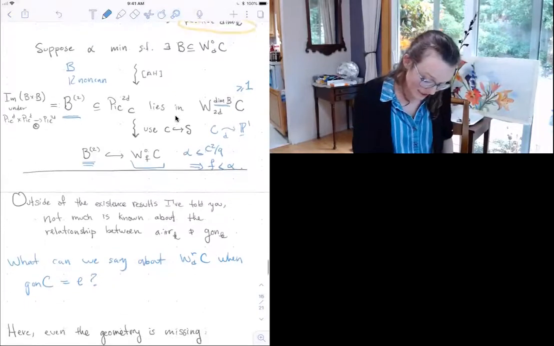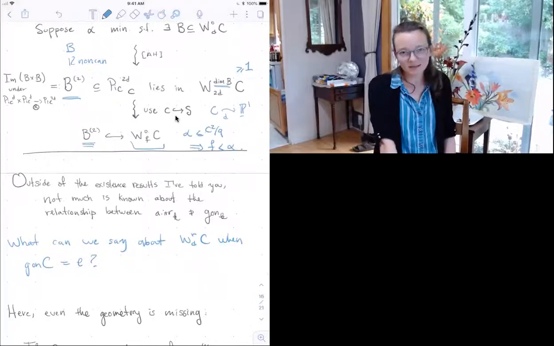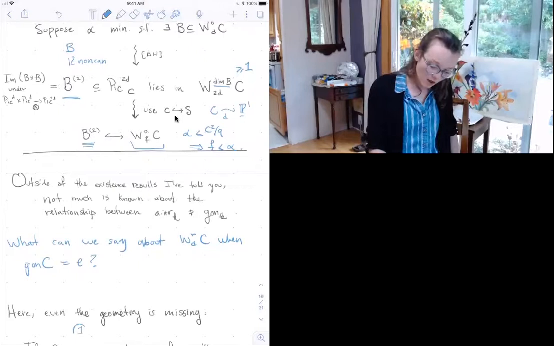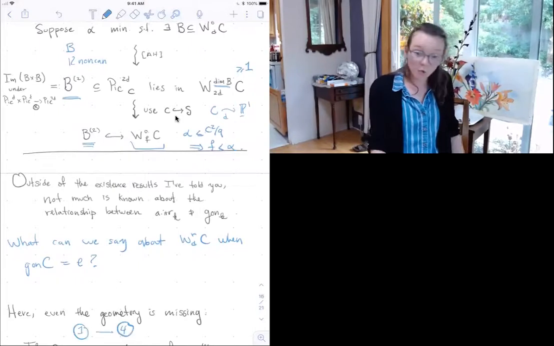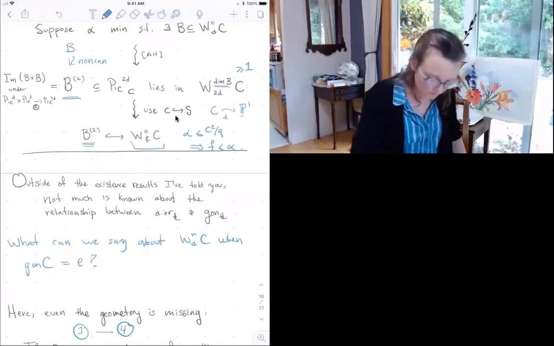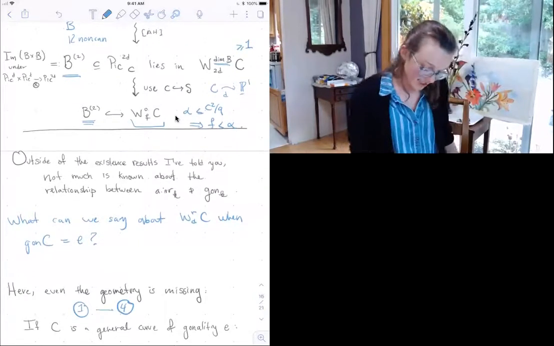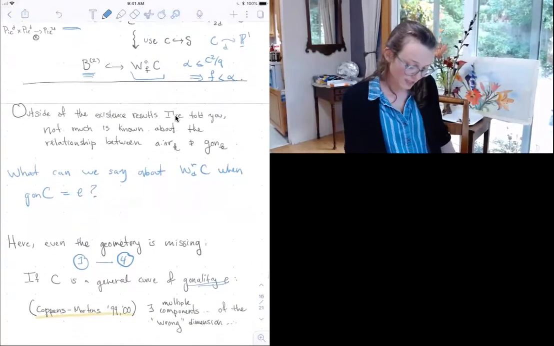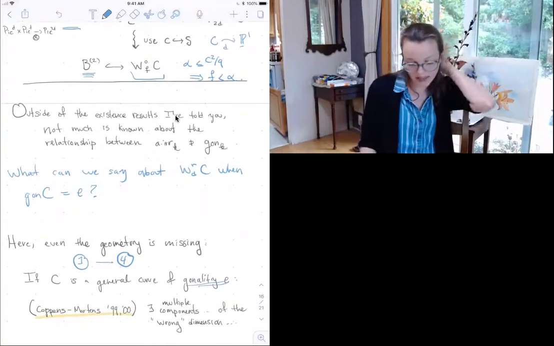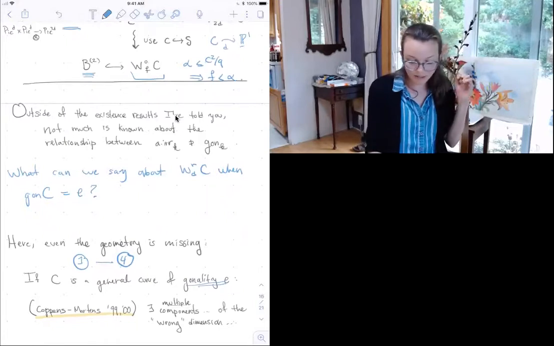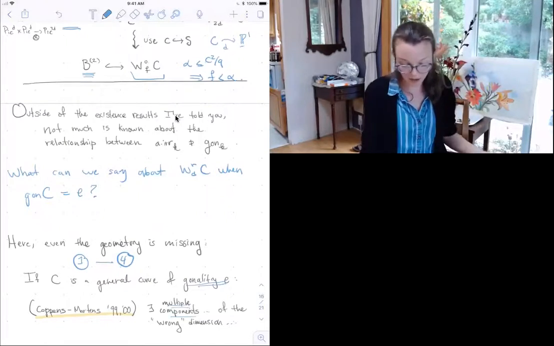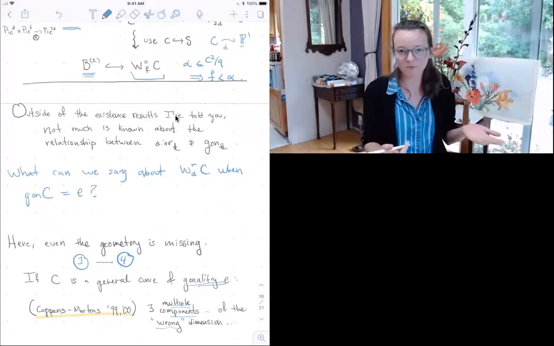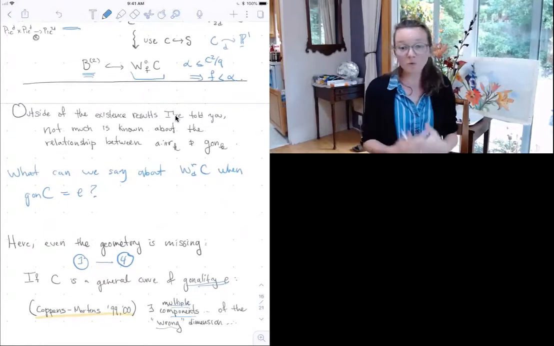And in this case, even the geometry is missing. So those geometric questions 1 through 4 were not completely answered. So what is known? Well, if I fix C to be a general curve of gonality E, then it was observed in some papers of Copens and Martins from around 2000 that there can exist multiple components of WRD of the curve, which can be of the quote-unquote wrong dimension, so not the expected dimension based on just the Brill-Noether number. And we've already seen this.